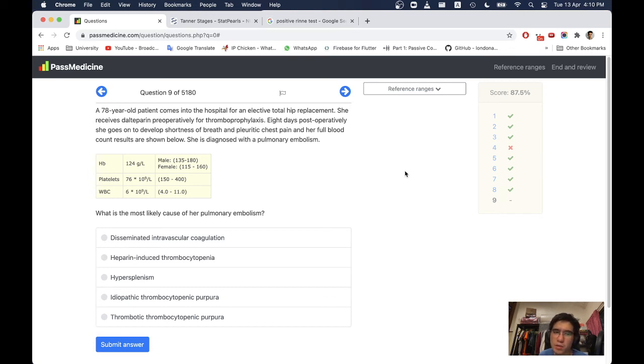Sounds like heparin-induced thrombocytopenia, right? Hb is 124, which is low. Platelets, wait, is she female or male? She is a female, so it's normal. Hb is normal. Platelets is low, which is in line with HIT, heparin-induced thrombocytopenia. White blood cells is normal. What is the most likely cause of the pulmonary embolism?